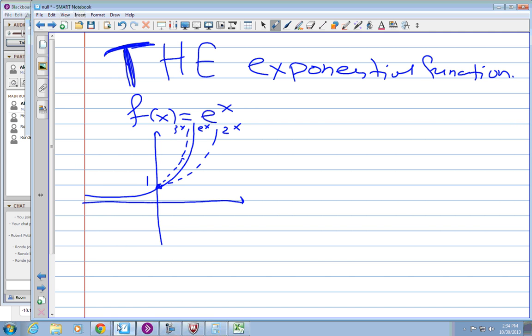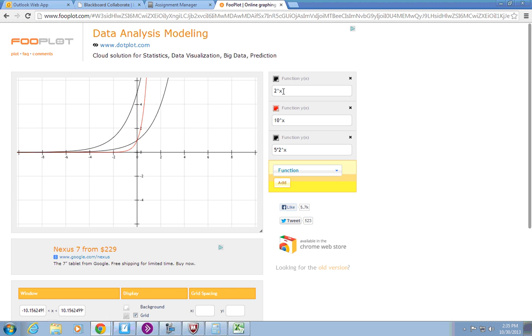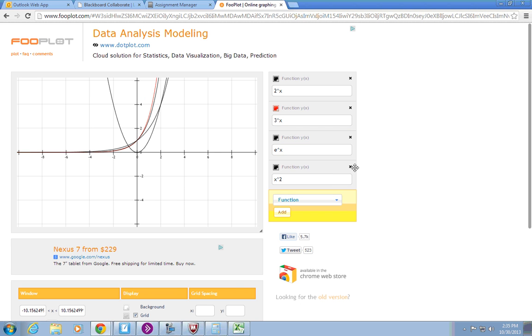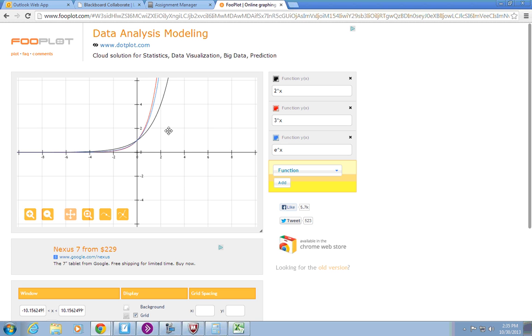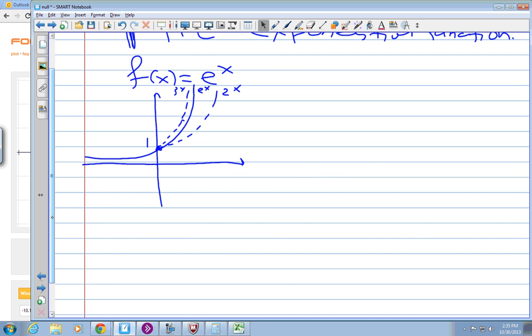Now, if I go to that plotting tool, I'll graph 2 to the x, 3 to the x. I don't know if it will do e to the x. Oh, it did e to the x. So we see e to the x is the blue one. So 2 to the x, e to the x, 3 to the x. It's in between, and it should make sense, because e is between 2 and 3. Everything we just talked about still applies to the graph. You shift it, you flip it if necessary, things like that.